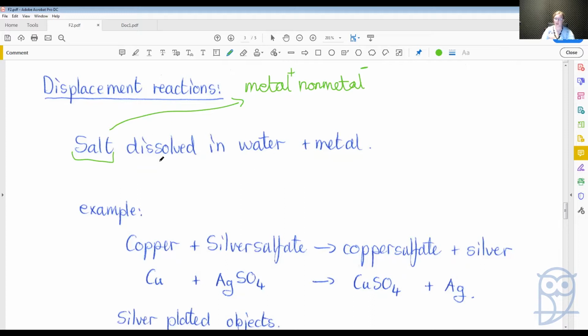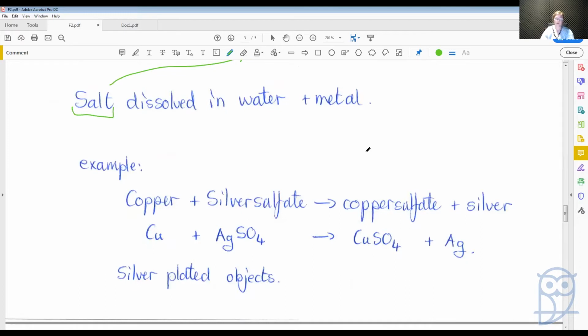So we've got a salt dissolved in some water, and then we add some kind of metal to that. So here's an example. We have copper and silver sulfate. So what's going to happen is these two are going to swap positions. So in our results, we're going to have copper sulfate with some silver. So essentially what's happening here is the silver is giving its charge to the copper. The silver then ends up sticking to whatever metal thing there is.